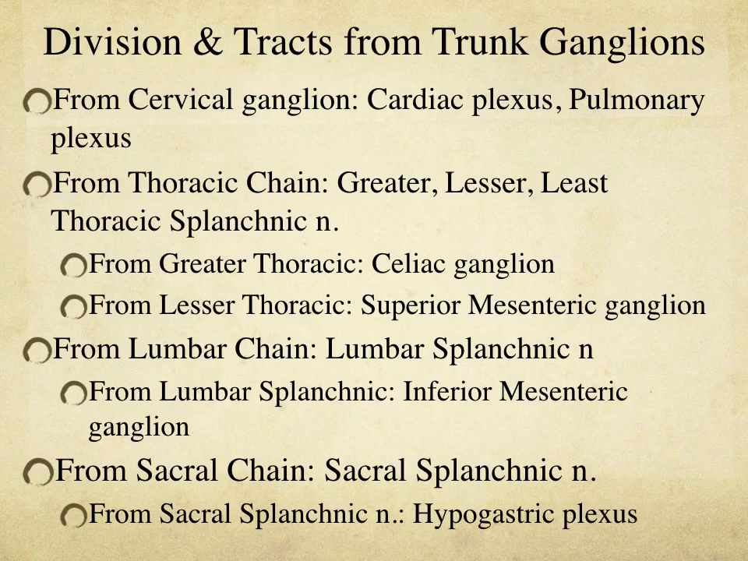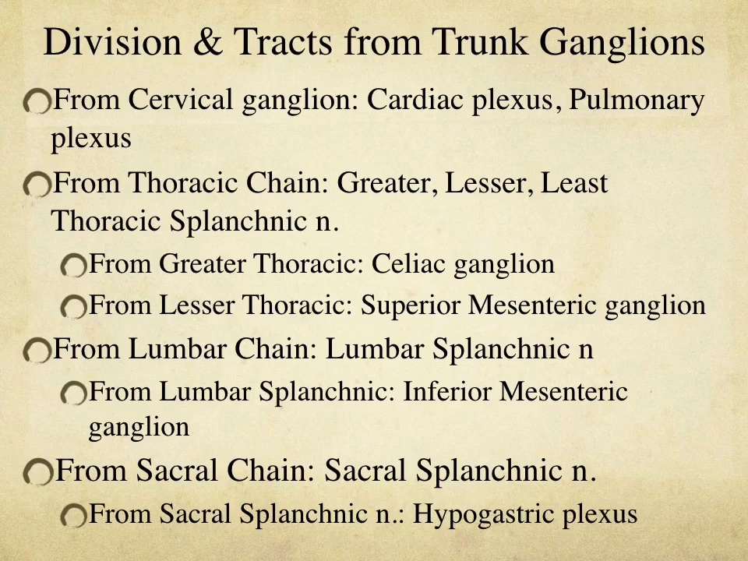So from the cervical ganglion, we're going to get the cardiac plexus and the pulmonary plexus. You can take a wild guess where those will be going. From the thoracic chain, we get the greater, lesser, and least thoracic splanchnic nerve. From that, we get the greater thoracic, the celiac ganglion, and from the lesser thoracic, we get the superior mesenteric ganglion. The celiac ganglion and the mesenteric ganglion are going to be involved with regulation of the alimentary canal.